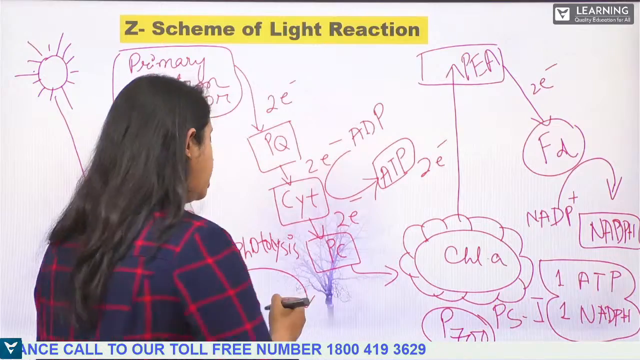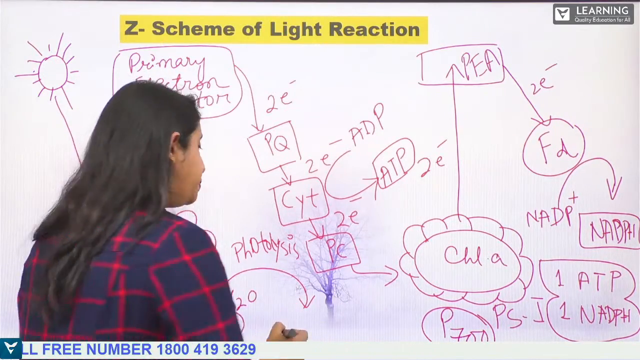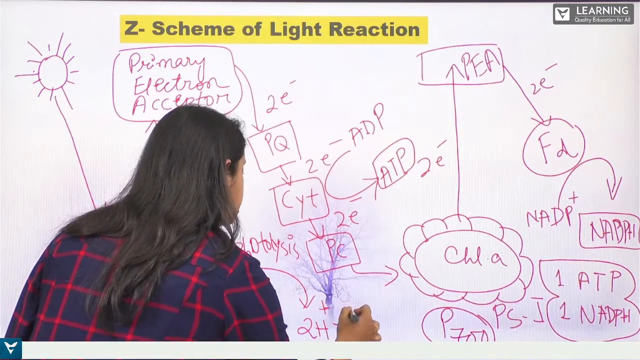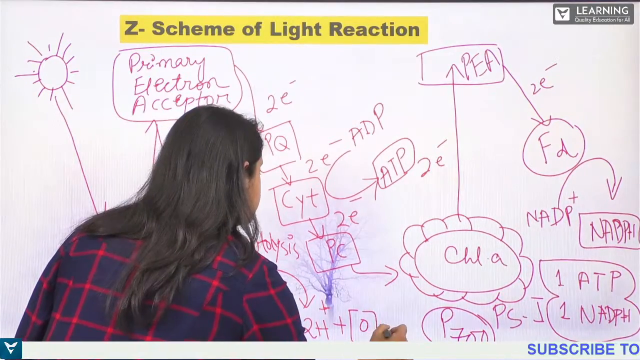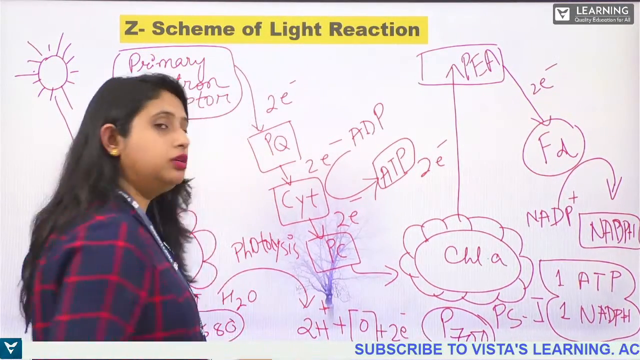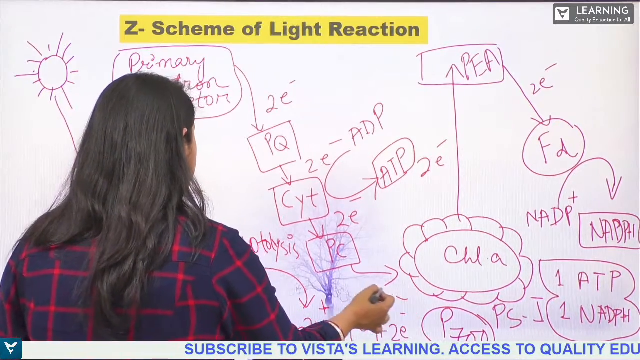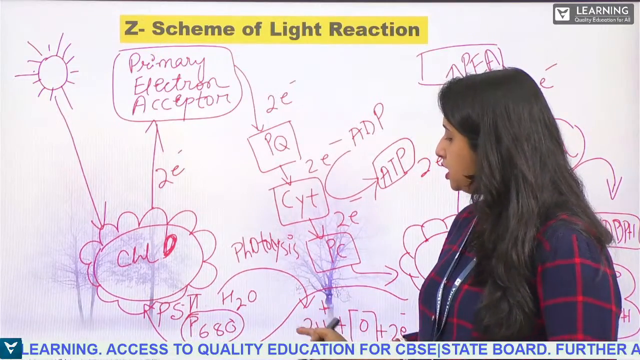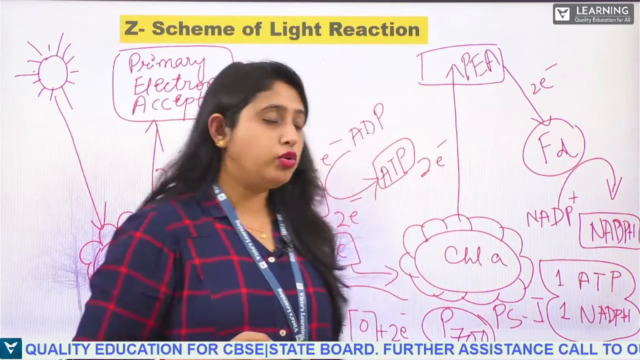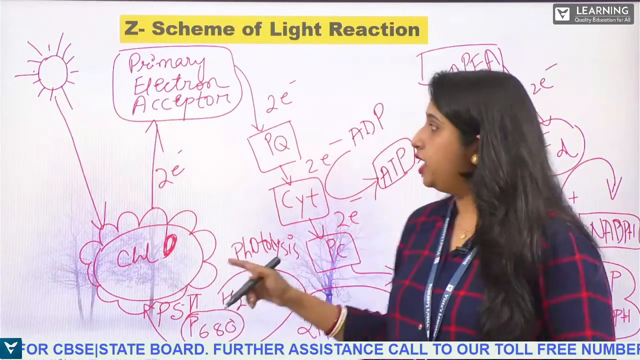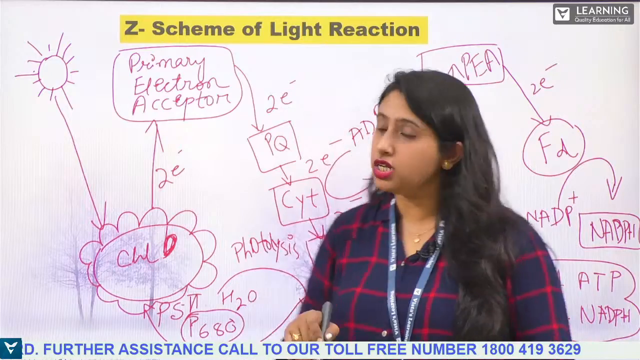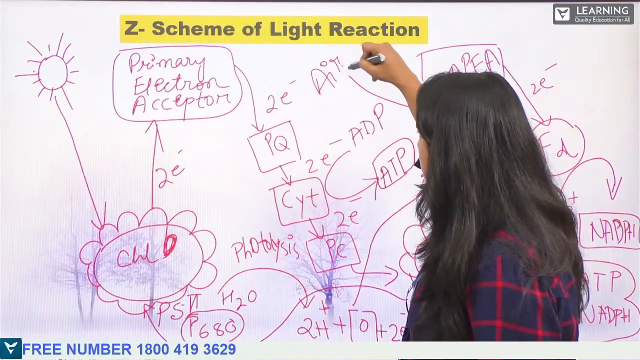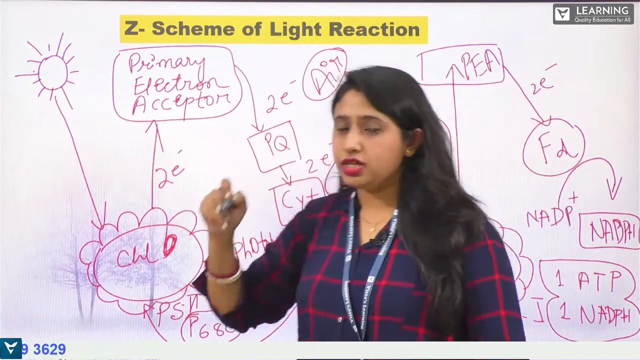So see here what happens. H2O splits and gives rise to 2 H plus, 1 nascent oxygen, plus 2 electrons, right? Now this electron will go back here in the photosystem 2. Is that clear? Now it is getting the electron. What happens to the oxygen? The oxygen will go back to the air, isn't it?